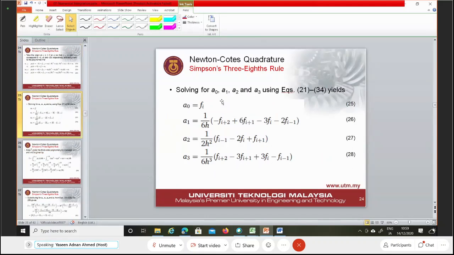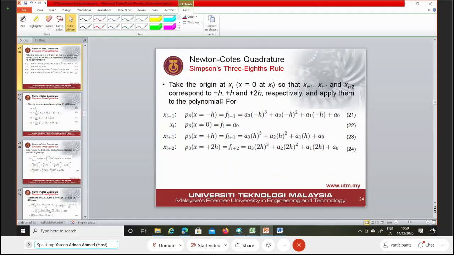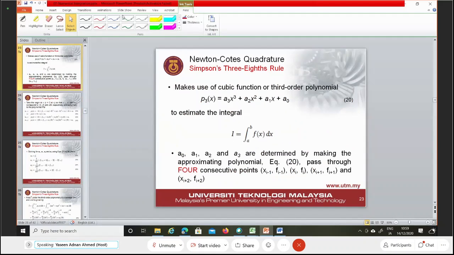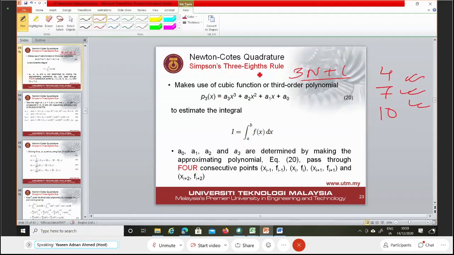So there you will see that in this case, Simpson 3/8 rule, we need to consider 3n plus 1 number of ordinates. So if n is equal to 1, that should be 4. If it is equal to 2, 7, 10, right? So for these kinds of ordinates, we can apply the Simpson 3/8 rule. We can also call this 3-1-3-3-1 rule.